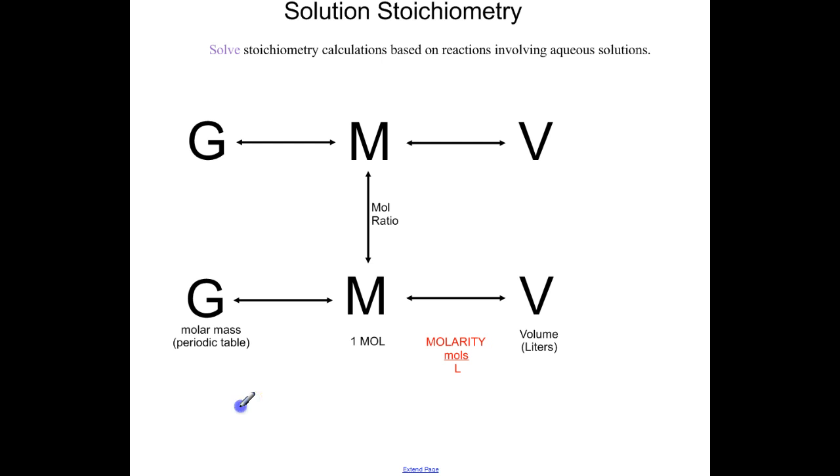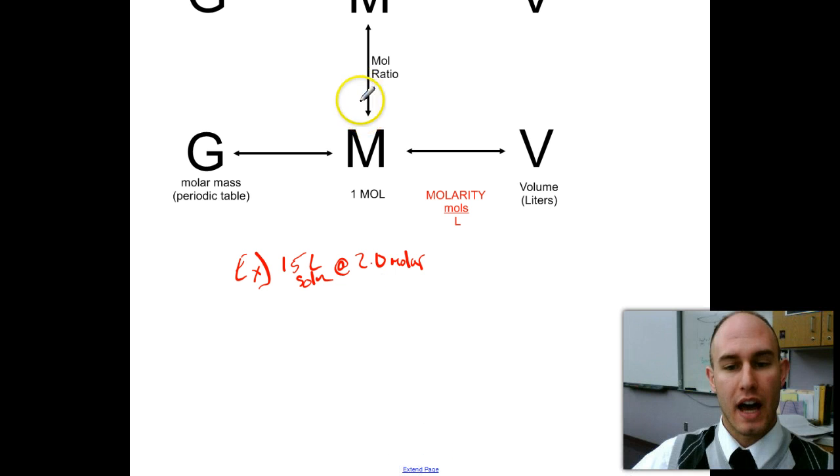As a quick example, if you had 15 liters of a solution at 2.0 molar, so the molarity is 2.0, you could figure out how many moles you have present. The way you would do that is, I'm starting here in my liters of solution and I'm trying to get to moles, so I can use molarity as a conversion factor.